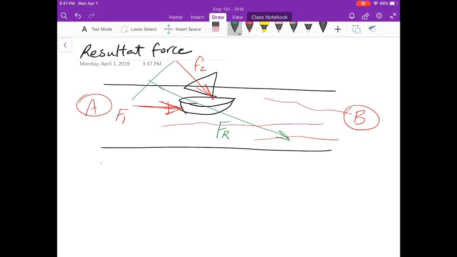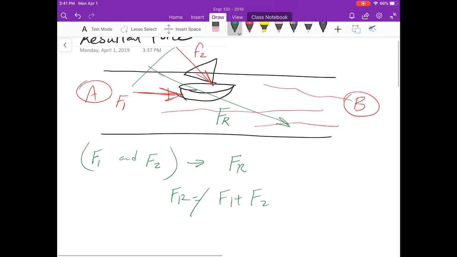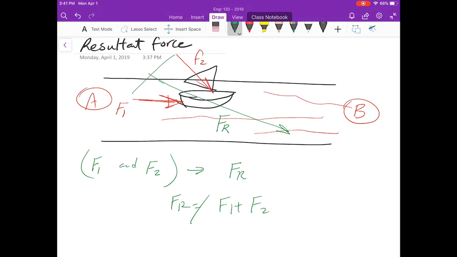If we have two forces, force F1 and force F2, the outcome would be the resultant force. But we know mathematically Fr is not the sum of F1 plus F2, because they have a direction. You can't simply add these two together unless they are in the same direction. If F1 and F2 are pushing like this, then I can say Fr is equal to F1 plus F2. If not, how can I calculate it?